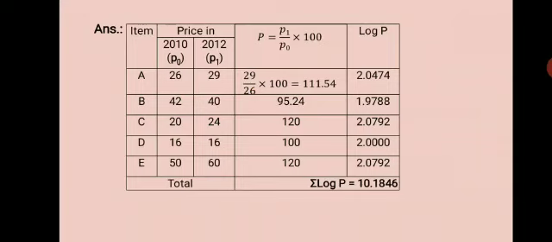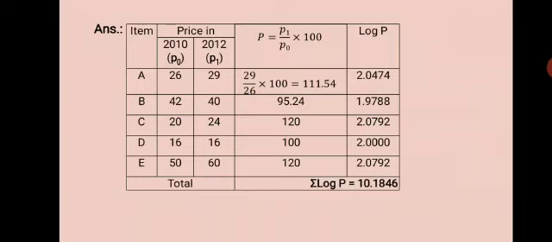Then we need to add all the log P values. If you add 2.0474 plus 1.9788 plus 2.0792 plus 2.0 plus 2.0792, then we will get summation log P as 10.1846.